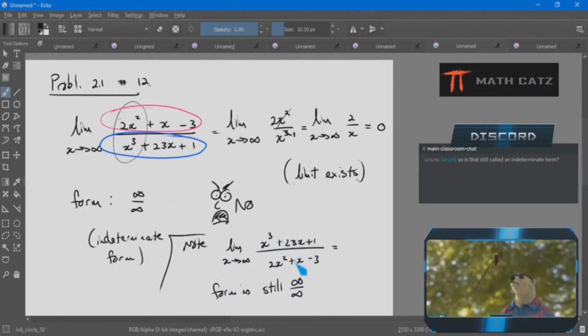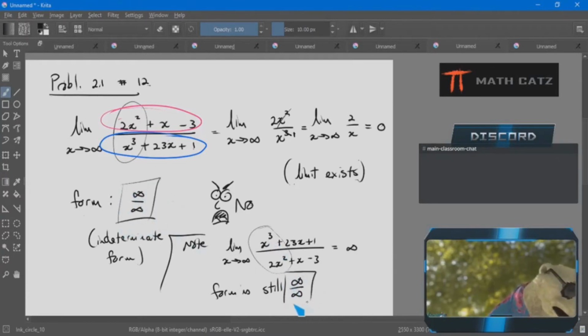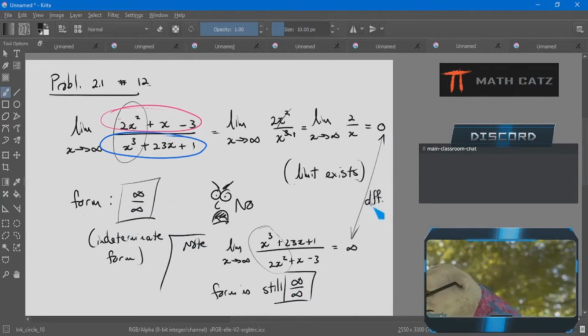However, the answer to this limit, when I look at the behavior of the leading terms, it's going to be infinity, because there are more x's at the top than at the bottom. So even though the form is exactly the same in appearance, the answers are very different. Different answers. So an indeterminate form, informally speaking, is when the form does not give me the answer right away, and many things could still happen.